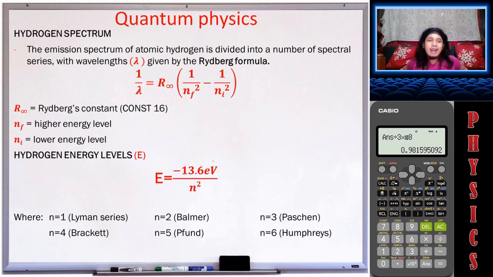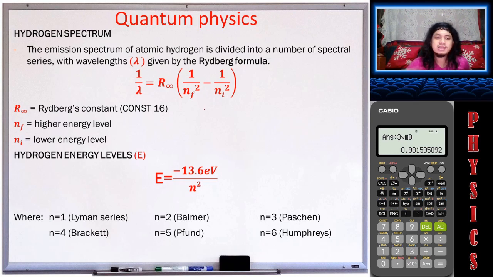So, last is the hydrogen spectrum. The emission spectrum of atomic hydrogen is divided into a number of spectral series with wavelengths given by the Rydberg formula. Familiar ba sa inyo yan? Of course, yes, sir. So, the formula is 1 over lambda, or the wavelength, is equal to Rydberg's constant, which is found in our calculator, constant 16, times 1 over nf squared minus ni squared.